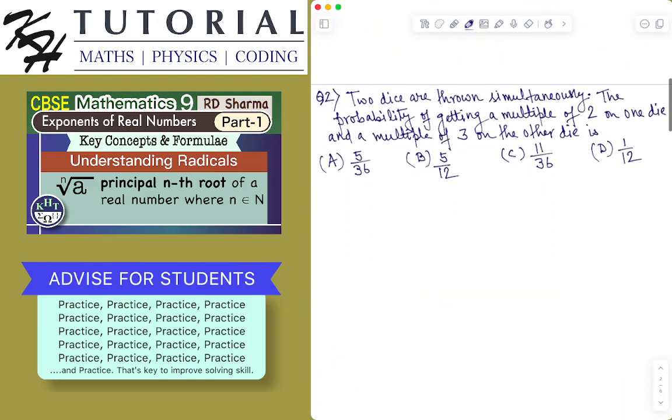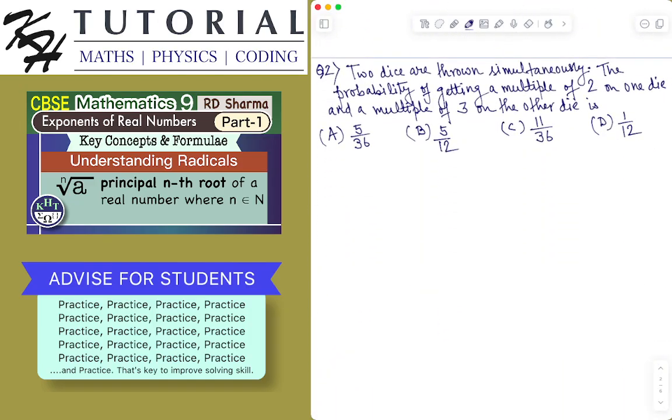Question 2 says, 2 dice are thrown simultaneously. The probability of getting a multiple of 2 on one die and a multiple of 3 on the other die is. So 2 dice are thrown simultaneously. We know that we need to find the possible outcomes of this random experiment.